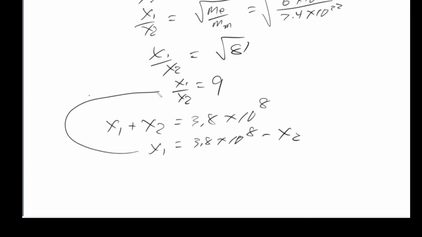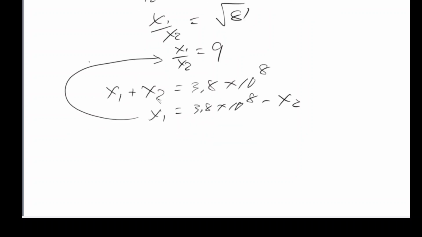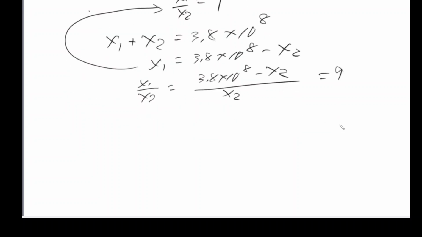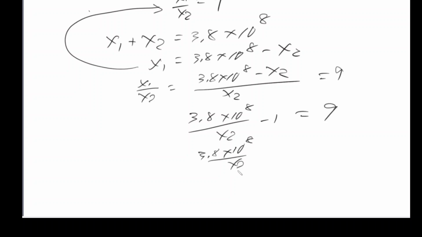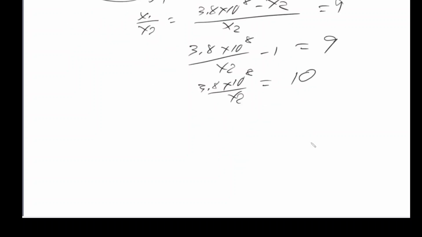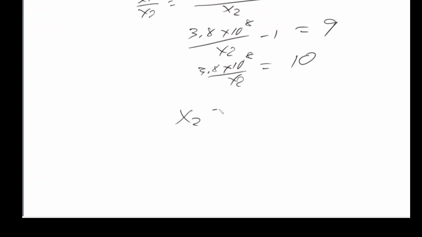If we then put that in this equation, we get x1 over x2 is equal to 3.8 times 10 to the 8th minus x2 over x2 equals 9, or 3.8 times 10 to the 8th over x2 minus 1 equals 9. 3.8 times 10 to the 8th over x2 equals 10. And if you solve for x2, you get x2 is equal to 3.8 times 10 to the 7th meters.